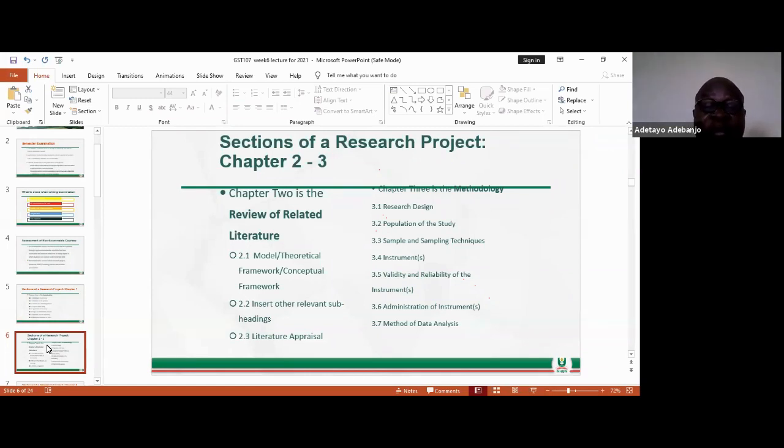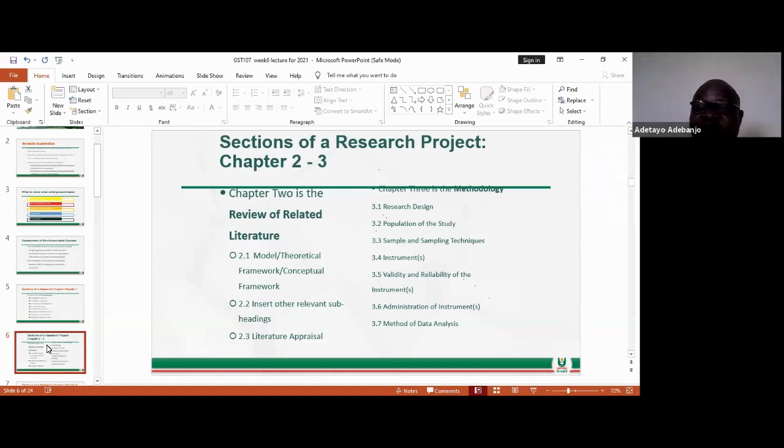Then we talk about the conceptual review, in which you read what people's concepts are about all those variables of yours. What are they saying about it? Then we talk about the empirical review. What are the findings of people? What is their outcome on this? Then you appraise your literature based on what you have seen, which will even give you a gap on what you are writing on.